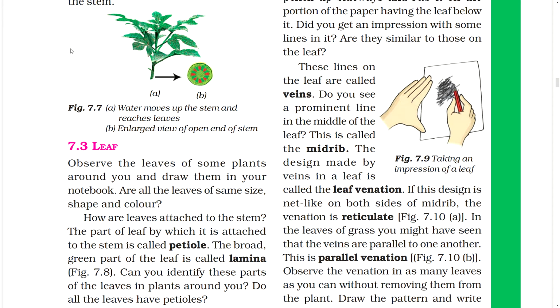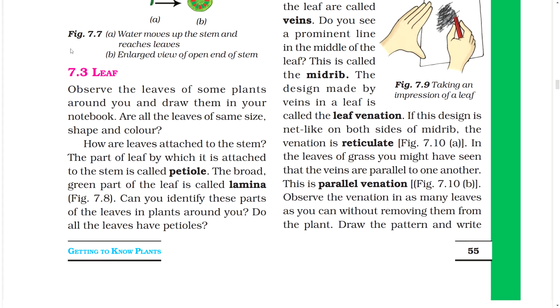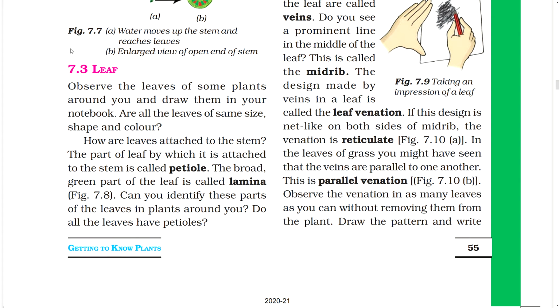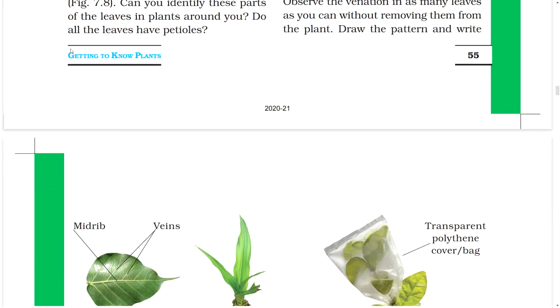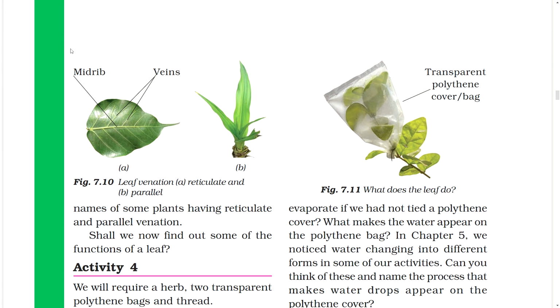Observe the venation in as many leaves as you can without removing them from the plant. Draw the pattern and write. Midrib, veins. Figure: leaf venation, A reticulate and B parallel. Names of some plants having reticulate and parallel venation. Shall we now find out some of the functions of a leaf?